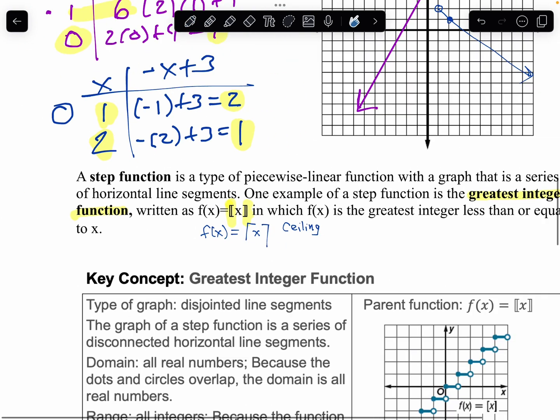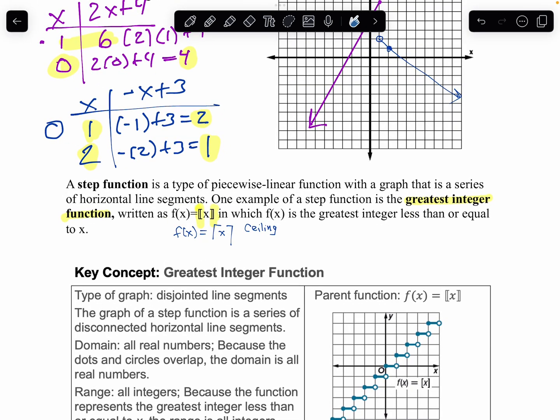In a greatest integer function, it's the greatest integer that's less than or equal to x. So what that really means is we round down every single time. For example, the greatest integer function of 4.2 is 4, because I picked the biggest integer that's less than or equal to that number. And the greatest integer of negative 5.2 would be negative 6, because negative 5 would be bigger than negative 5.2.